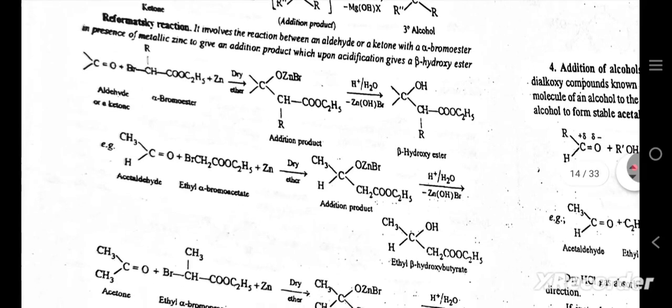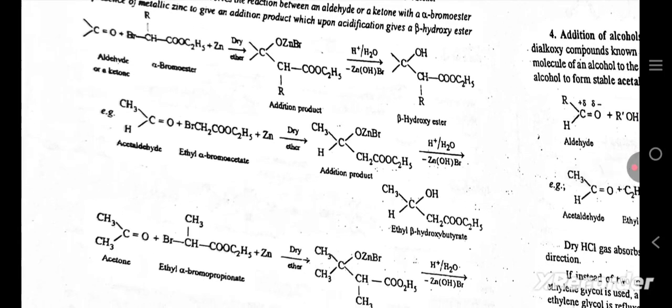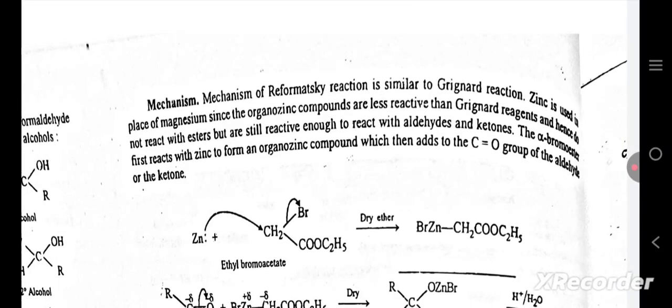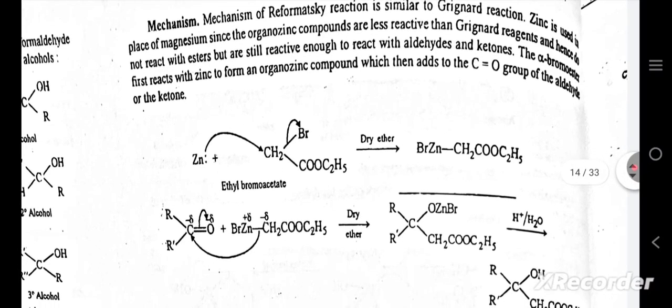Reformatsky reaction. It involves the reaction between an aldehyde or a ketone with the alpha bromoester in presence of metallic zinc to give an addition product, which upon acidification gives beta hydroxy ester. The mechanism of Reformatsky reaction is similar to Grignard reaction. Zinc is used in place of magnesium since the organozinc compounds are less reactive than Grignard reagent and hence do not react with esters but are still reactive enough to react with aldehydes and ketones.